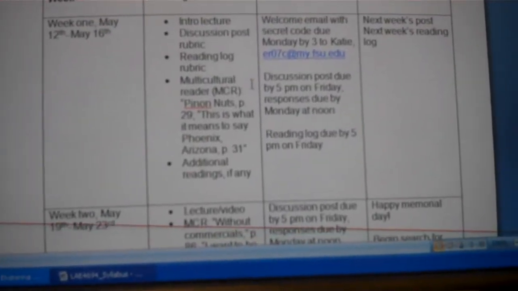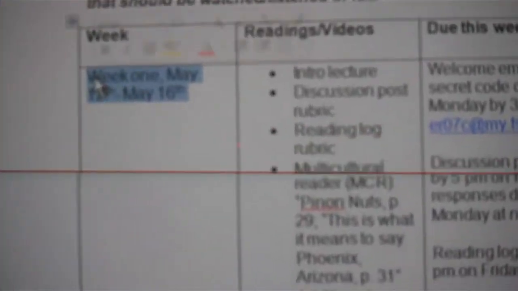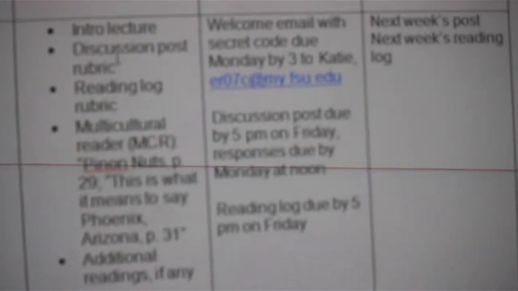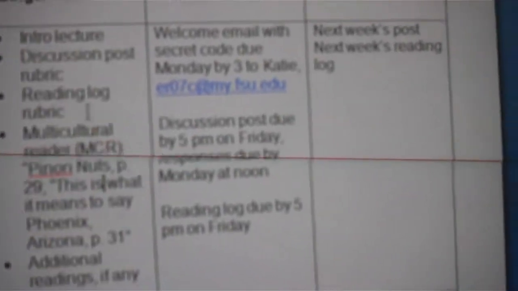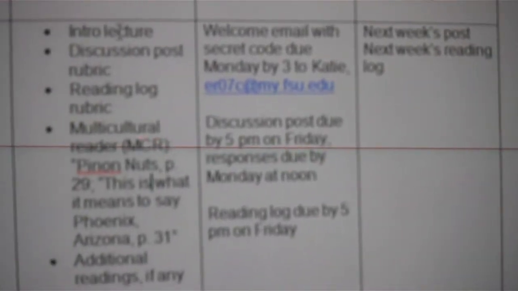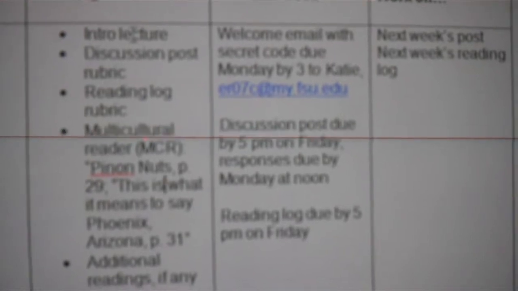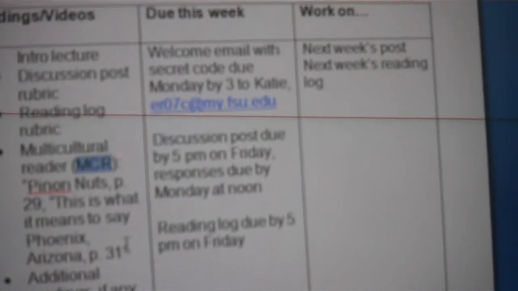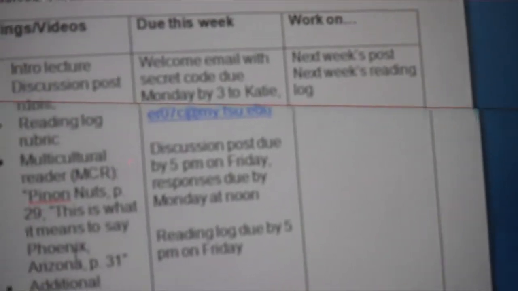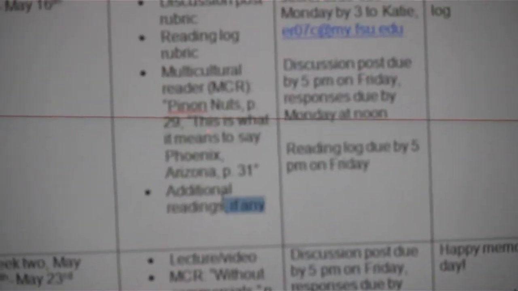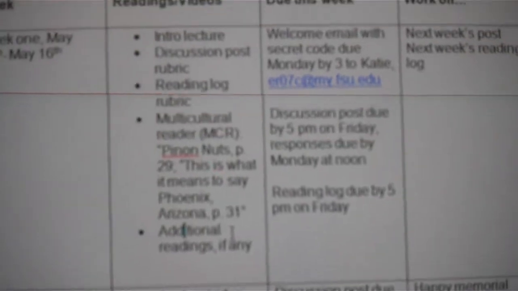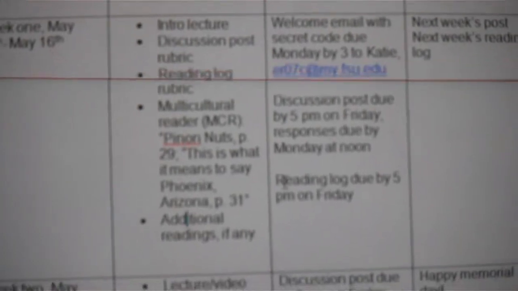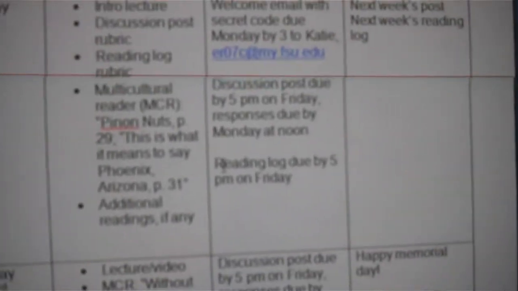The agenda is pretty straightforward. It lists the week, then it lists the readings and videos. Now, what you'll do, and in the screencast you'll see this, is look up in the course library the list of things that you have to do. It'll list what you have to read in the Multicultural Reader, which is the textbook, MCR. It'll list the pages that you go to, and then you'll have additional readings. I just write additional readings, if any. Some weeks you won't have any. Some weeks there'll be videos, not readings. Some weeks you will have some extra readings on top of the textbook.